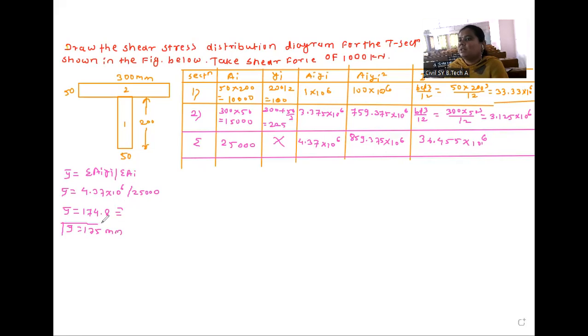So this distance is from the bottom, near about here. So from the bottom, this distance is 175. So this remaining distance is how much? It is 75.